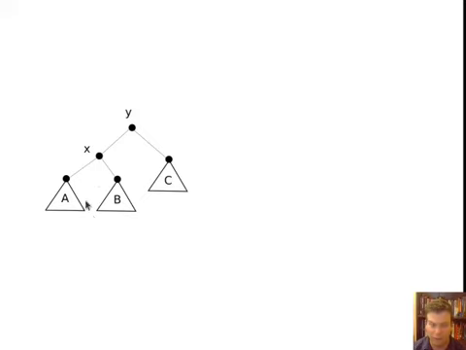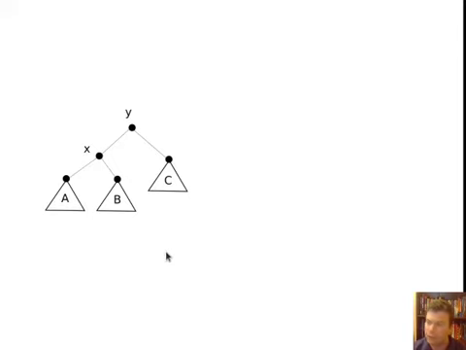Here I'm using these little symbols, the triangles A, B, and C, to indicate any subtree. I'm leaving it totally open what those look like. They could be huge trees, they could be a single node, they could even be nothing. But it's important that I at least have this node X here, which is a left child of Y. That's really what I need to continue with this.